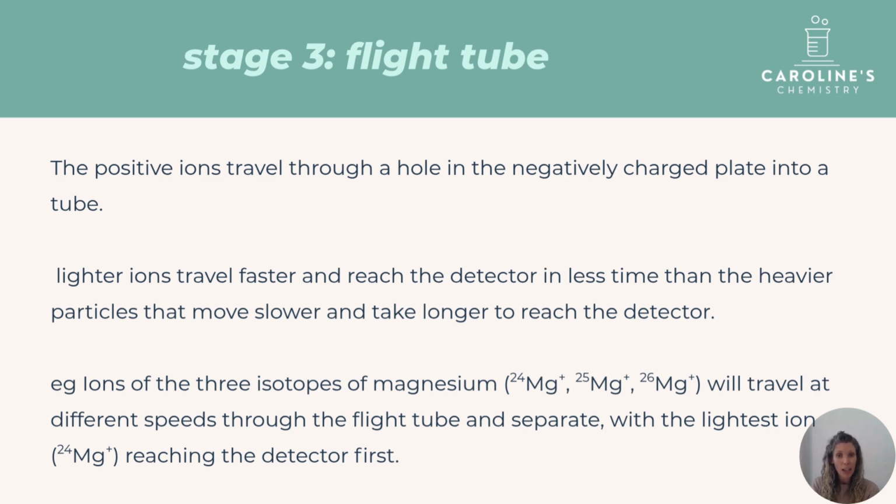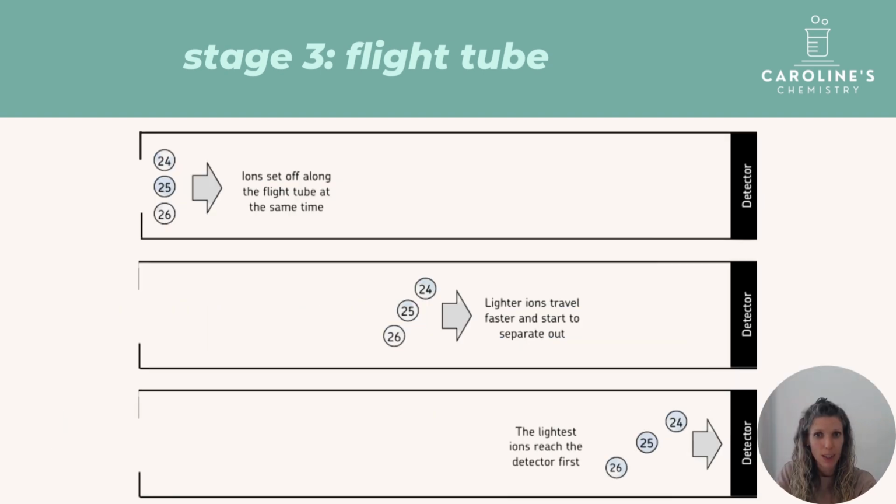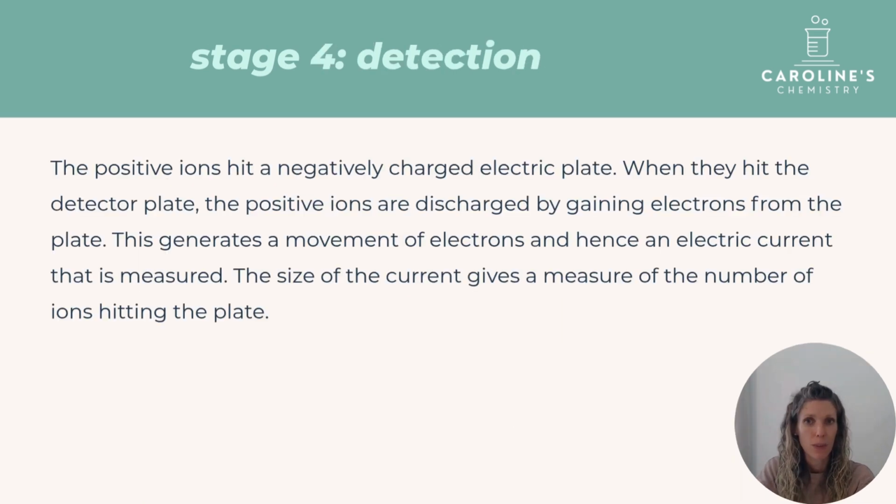So an example there are the magnesium isotopes. So the magnesium-24 plus ion will have the shortest time of flight because it has the lowest mass. And vice versa, the magnesium-26 ion is the heaviest one. It will travel slower and have the longest time of flight. This is what that looks like in practice. You can see there those magnesium ions, 24, 25, 26. The 24 magnesium plus ion is going to reach the detector faster, in a shorter amount of time.